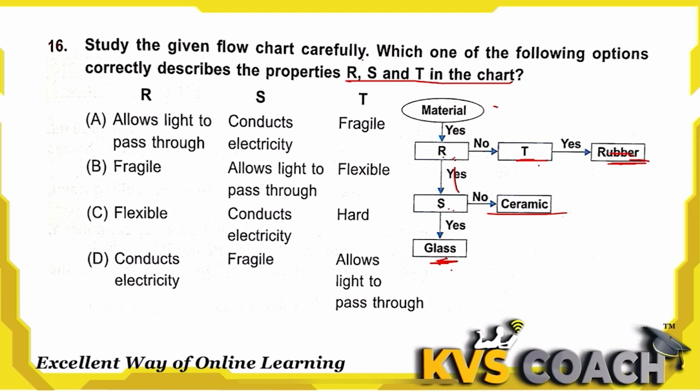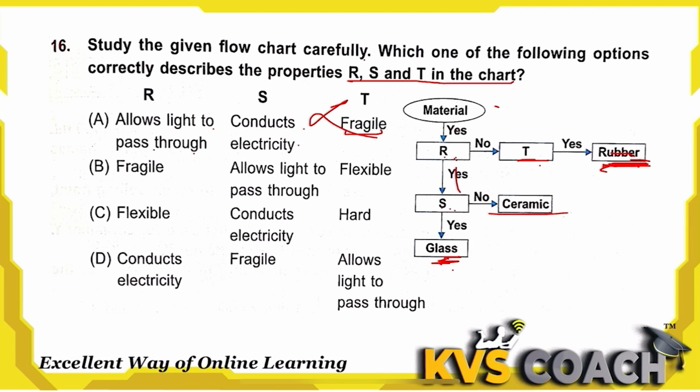Let's see. It means R is glass. So R allows light to pass through it. Yes, it can be. S conducts electricity. It is not ceramic, so it can conduct electricity. And T is fragile. T is fragile? No, rubber can't. Fragile means it can be broken easily, but rubber cannot break easily. So T is not fragile. So this one is wrong.